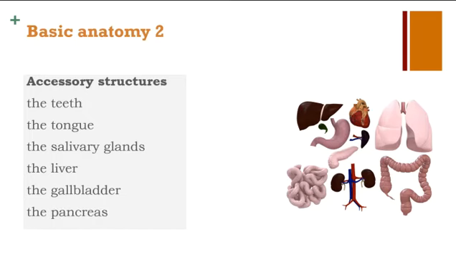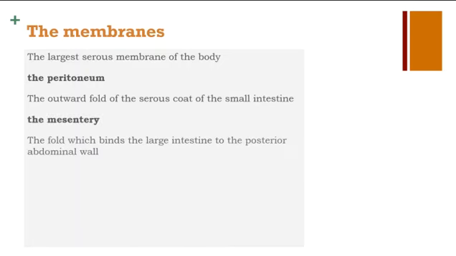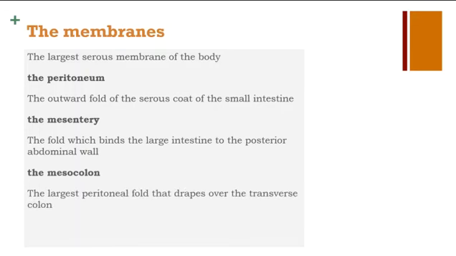Now, let's talk about the membranes. The largest membrane of the body is the peritoneum. The outward fold of the serous coat of the small intestine is called the mesentery. The fold which binds the large intestine to the posterior abdominal wall is called the mesocolon. The largest peritoneal fold that drapes over the transverse colon is called the greater omentum.